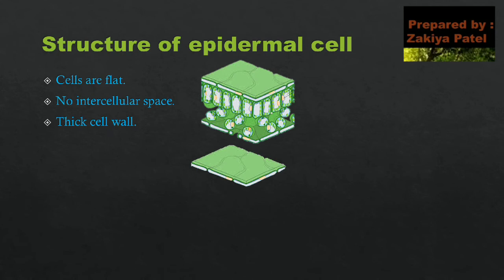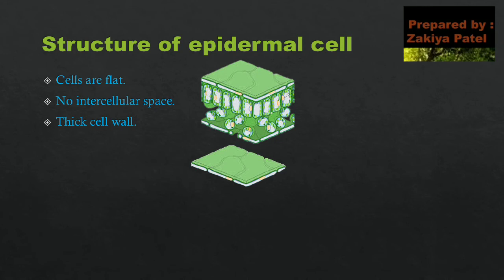These epidermal cells have a very thick cell wall because they are the outermost covering layer, so they have to protect the plant in different ways, and due to this process of protection their cell wall is very much thick.